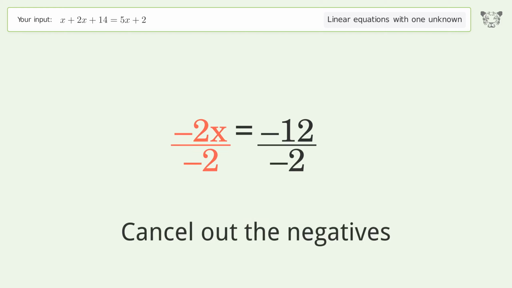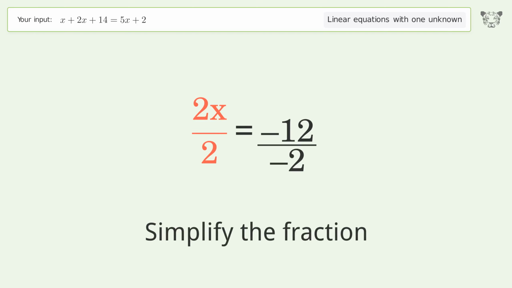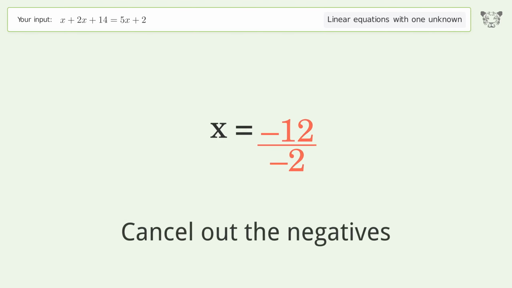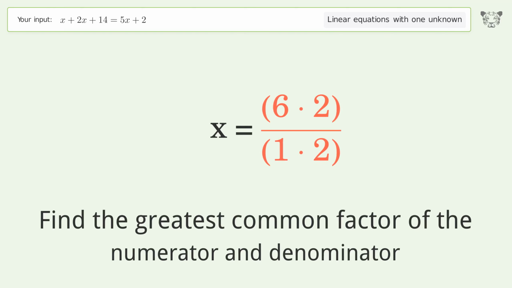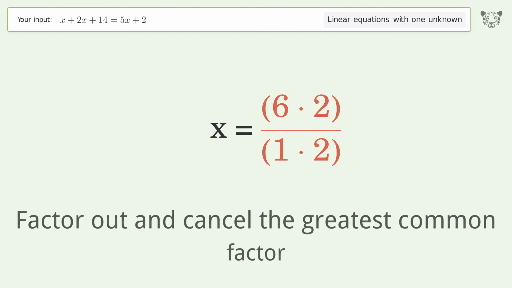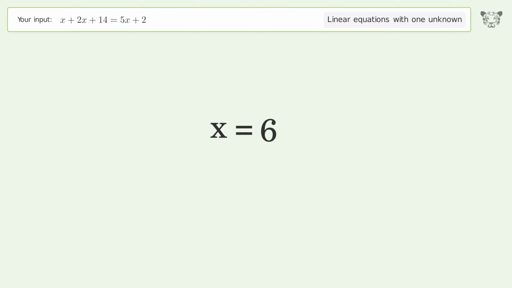Cancel out the negatives. Simplify the fraction. Cancel out the negatives. Find the greatest common factor of the numerator and denominator. Factor out and cancel the greatest common factor. And so the final result is x equals 6.